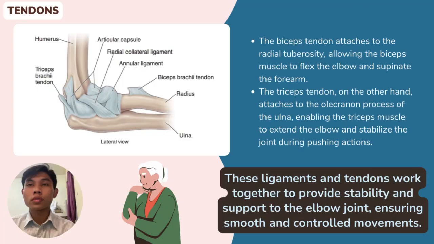Next, we go on to the tendons. The elbow joint is also reinforced by the tendons of the biceps and triceps muscles. The biceps tendon attaches to the radial tuberosity, allowing the biceps muscle to flex the elbow and supinate the forearm. Meanwhile, the triceps tendon, on the other hand, attaches to the olecranon process of the ulna, enabling the triceps muscle to extend the elbow and stabilize the joint during pushing actions.